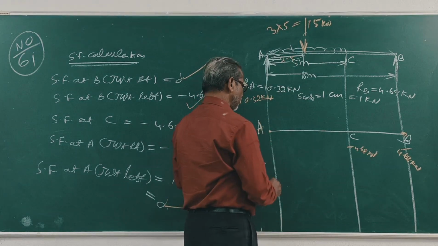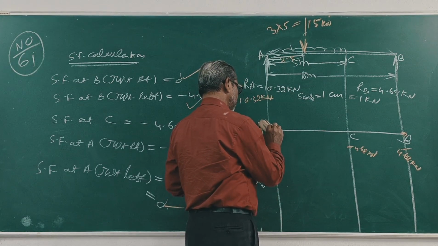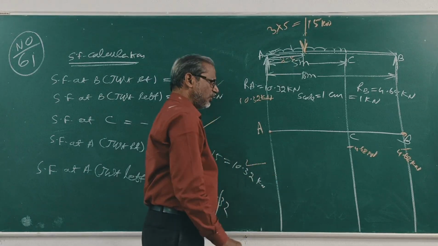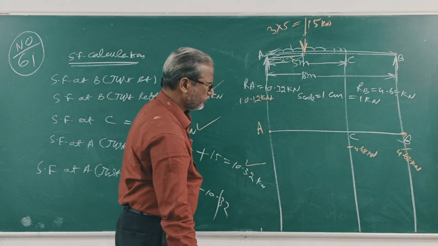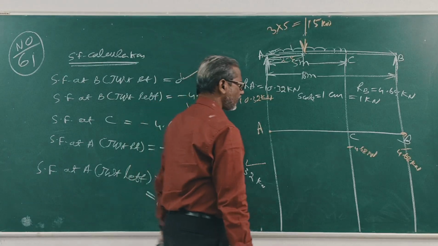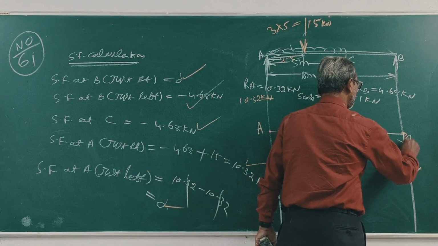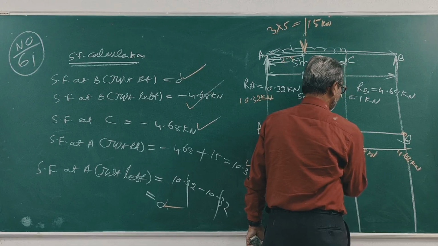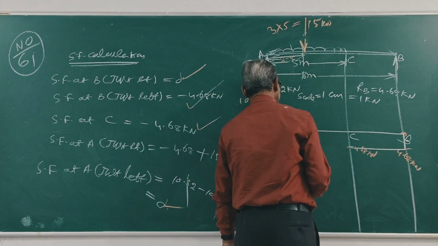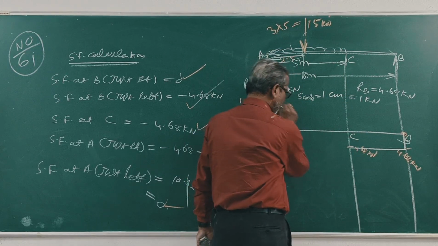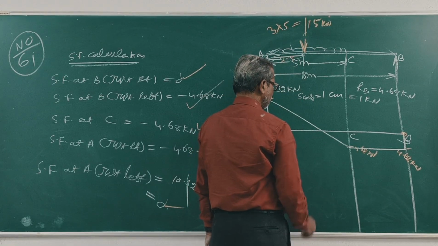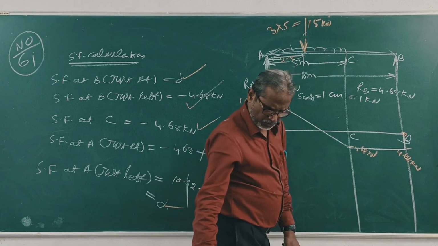Right? Now join all the points: 0, 4.68, 4.68, 10.32, 0. This is negative, this is positive.